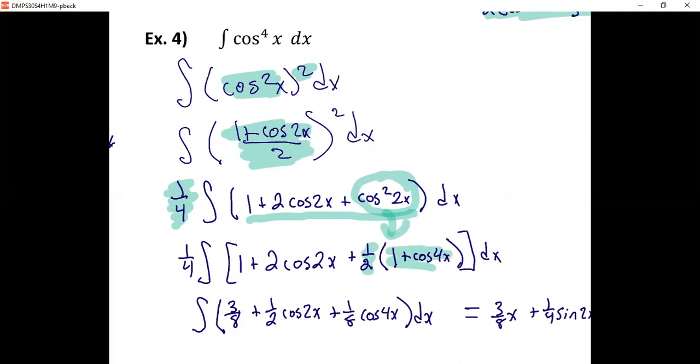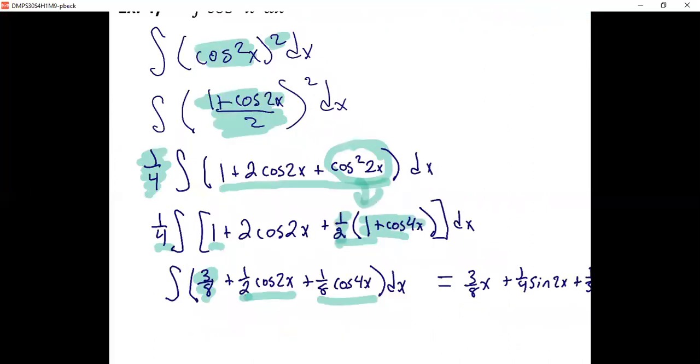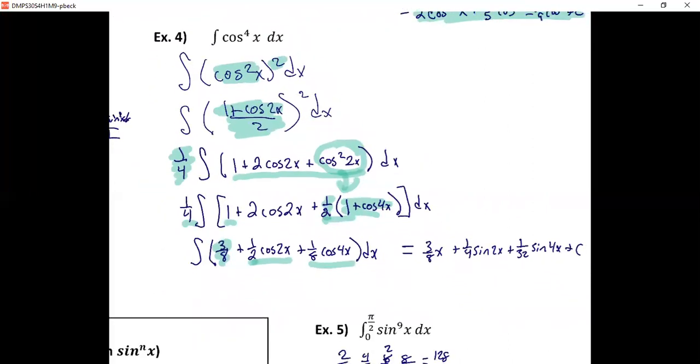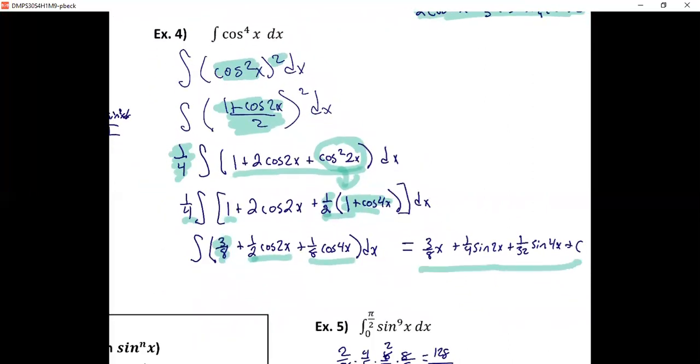And then let's clean it up. 1/4 times 1 plus 1/2 times 1/4 gives me my 3/8. That ends up being 1/2 cosine 2x and 1/8 cosine 4x, which then I directly integrate into 3/8 x plus 1/4 sine 2x plus 1/32 sine 4x plus c. So far, so good. I'm really hoping so.